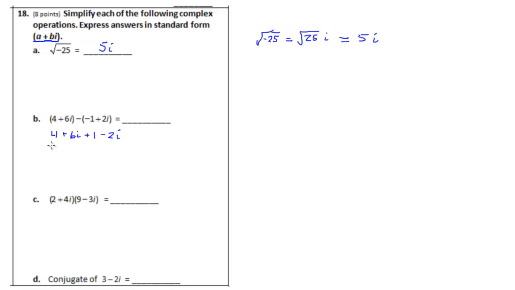Now, rearranging our terms and putting them together, we have 4 plus 1. That's the real part. And the imaginary part, we have a 6 minus 2. So our final answer then will be 5. 4 plus 1 is 5, and that's the real part. The imaginary part is 6 minus 2, which is 4i.